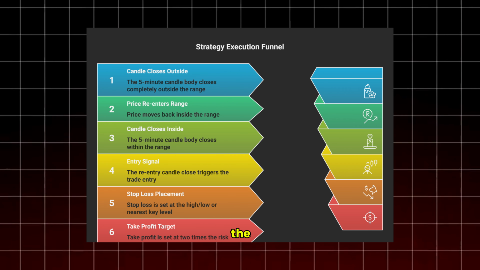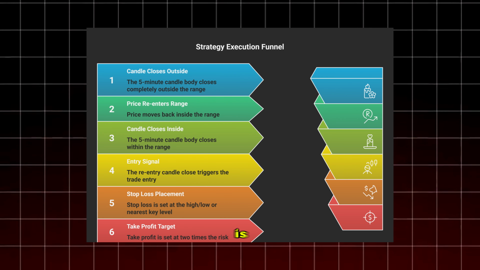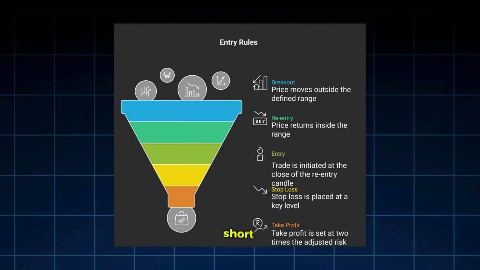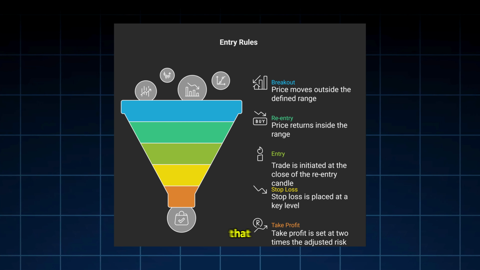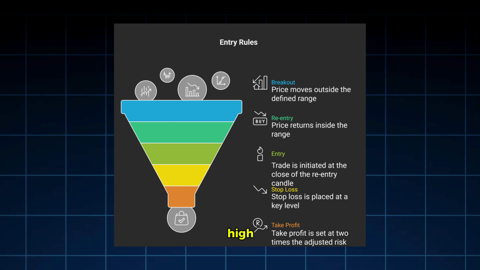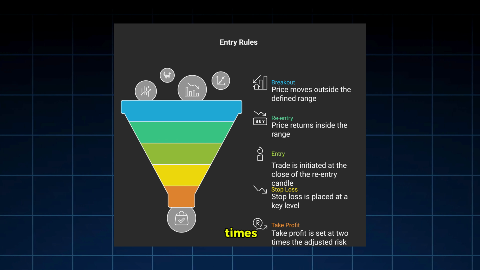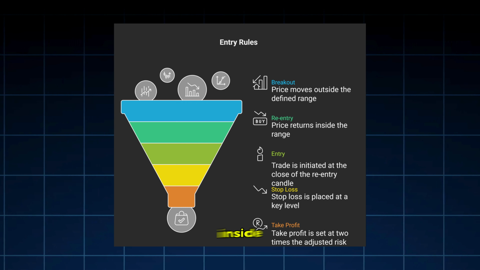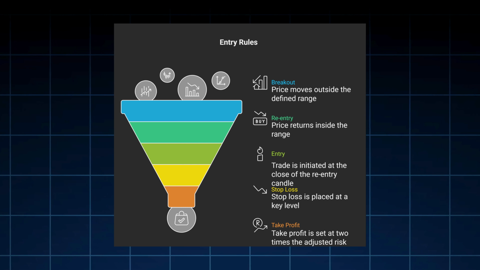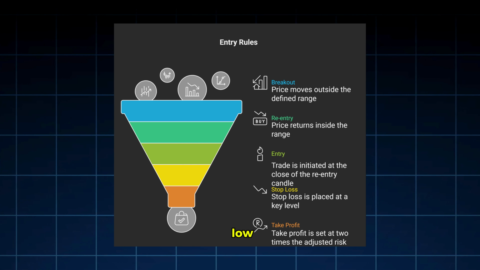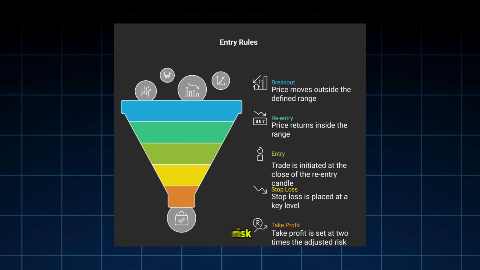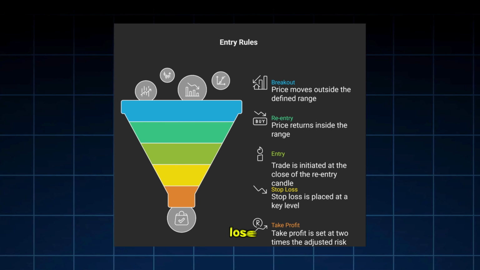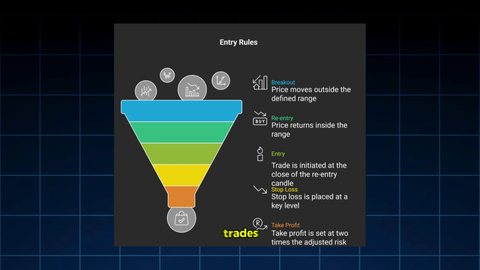Now let me show you the entry rules, because this is where the money is actually made. If price breaks above the range and comes back inside, you short. Entry is at the close of that re-entry candle. Stop loss goes at the high of the breakout. Take profit is 2 times your risk. If the price then breaks below the range and comes back inside, you go long. Entry at the close, stop loss at the low, take profit at 2 times risk. That 2-to-1 ratio is critical. It means even if you lose 4 trades and win 6 trades, you're still profitable.